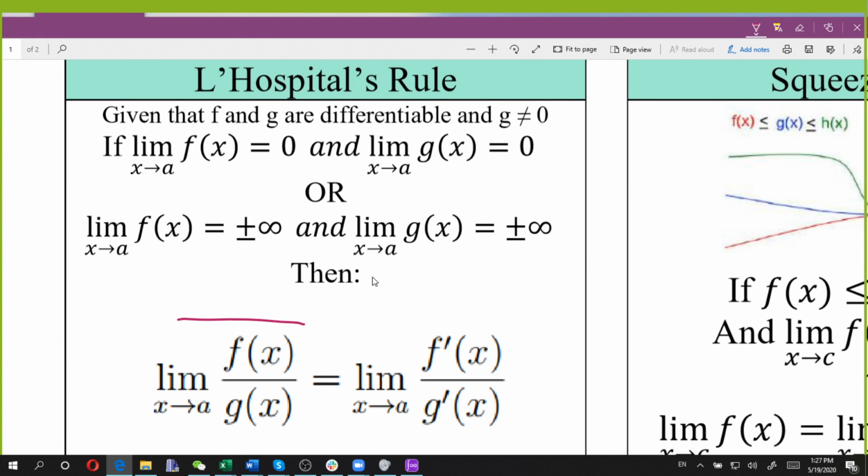if you end up with a function that is a fraction, so you have a numerator and a denominator, and when you try to take the limit, you end up with either zero over 0 or plus or minus infinity over infinity, then you can take the limit as x approaches a of the derivative of the numerator divided by the derivative of the denominator, and the limit will be the same as the original function.